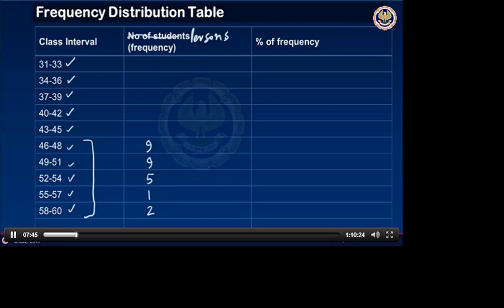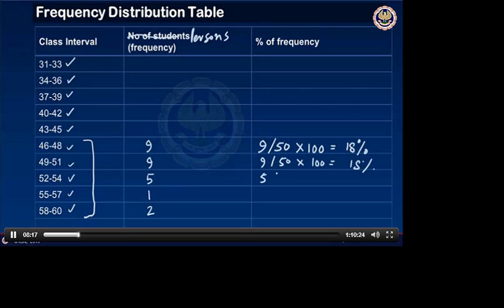So we find this. So now we can find the percentage frequency. We'll take the frequency divided by the total data size. The data size is 50. So we will do 9 divided by 50 into 100, so we'll find out the percentage. So this comes to 18%. Similarly, we can find for this also. This will also be 9 divided by 50 into 100. So this will also be 18%.